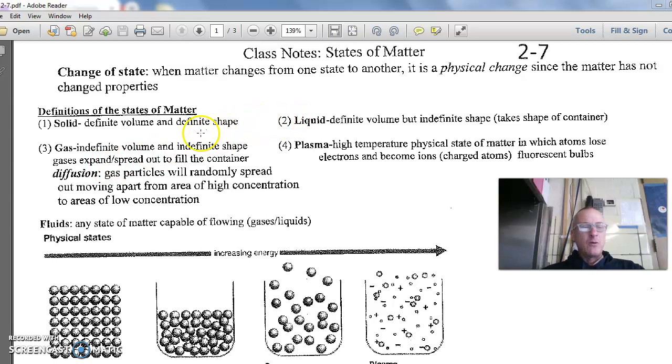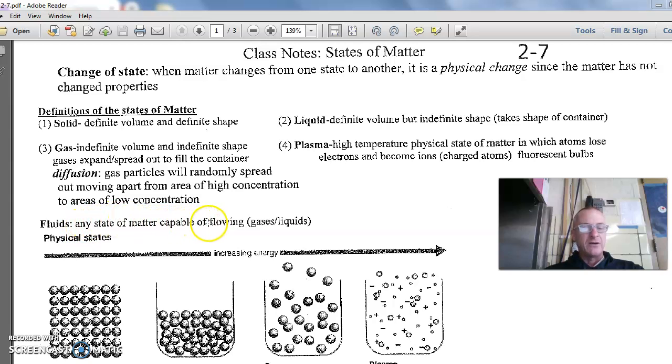Now, both liquids and gases are capable of flowing. We know liquids can flow. Their resistance to flowing is called viscosity. Gases flow very easily. Any state of matter which is capable of flowing is considered to be a fluid.